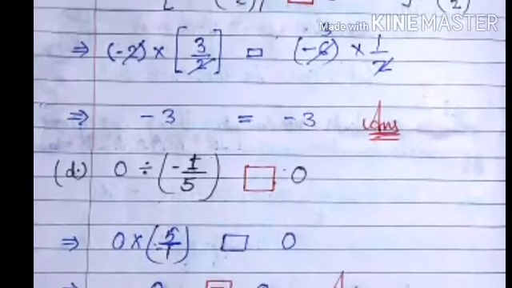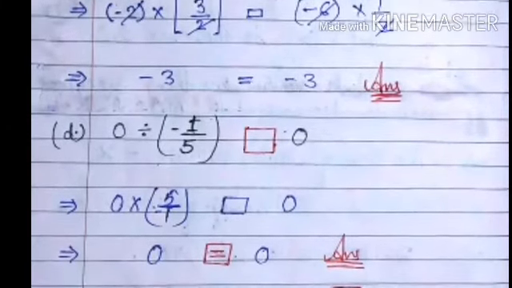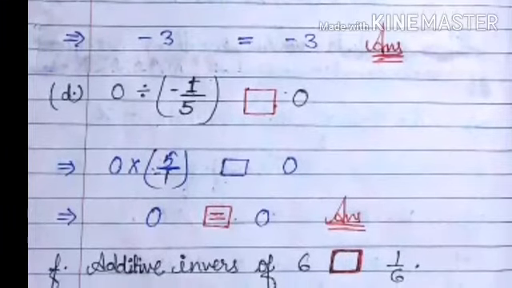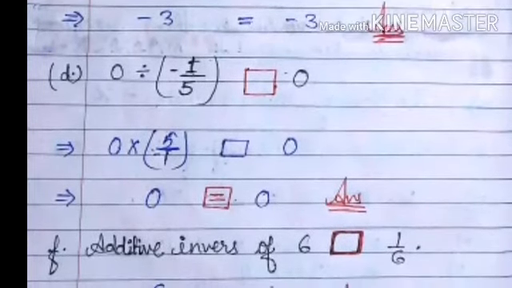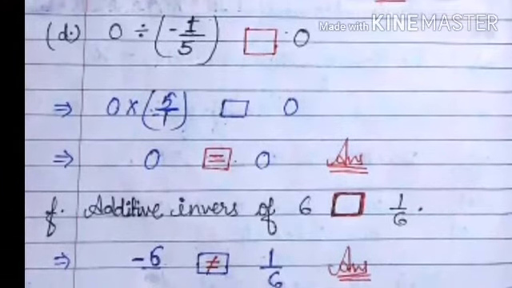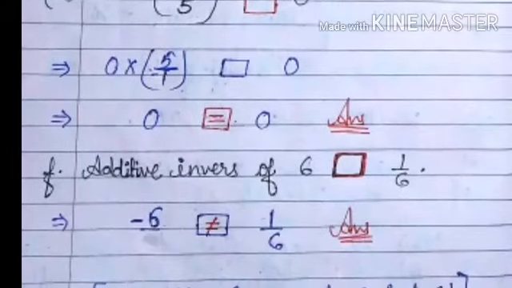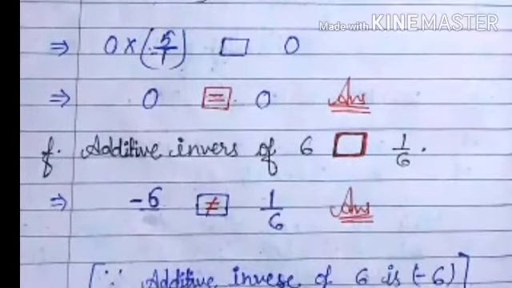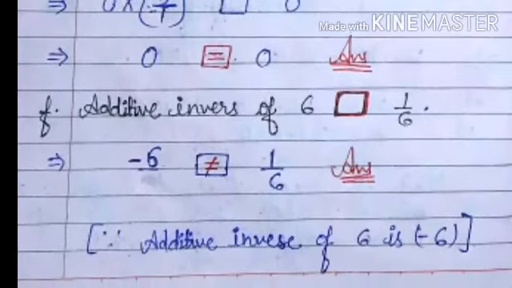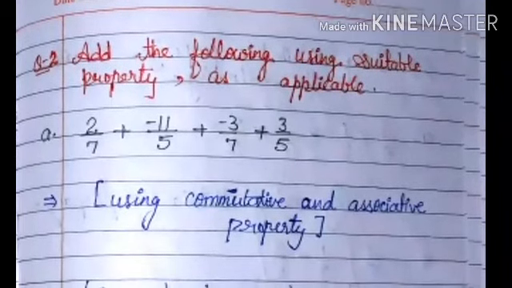The next question D is 0 divided by minus 1 upon 5, blank box, and 0 on the other hand. So by changing the division sign into the multiplication sign, we get 0 multiplied by 5 upon minus 1, and we get 0 on this side, and on the other side we already have 0, so we will put the equal sign. Next question is additive inverse of 6 is equal or not equal to 1 upon 6. So as you know, the additive inverse of 6 is minus 6, and minus 6 is not equal to 1 upon 6.